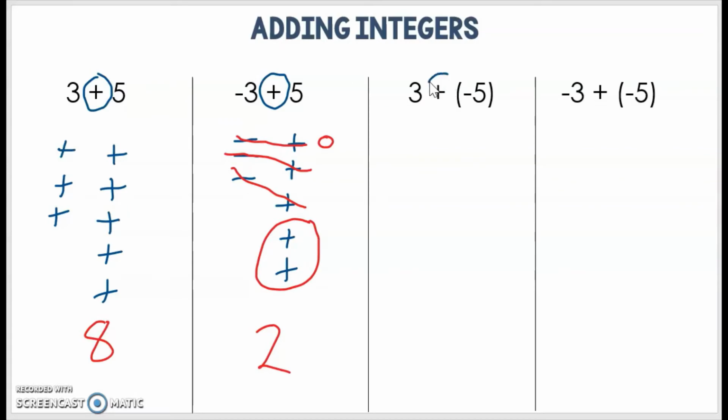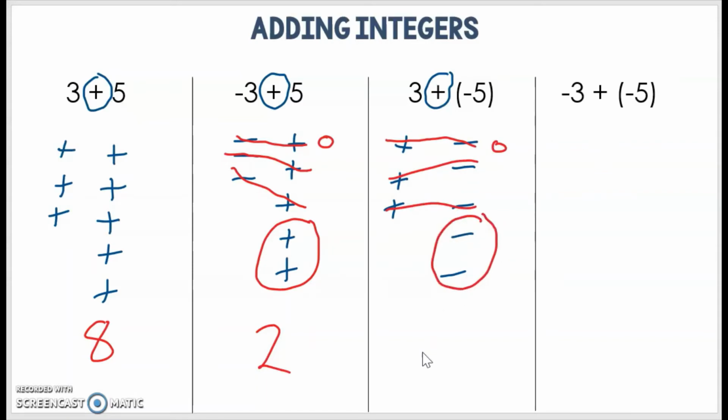Going on to the next one, 3 plus a -5. I have 3 positives, and I am joining that with 5 negatives. Again, I have some zero pairs here. When I combine them, they'll give me 0. So I have 0 there, and this is what I have left over. 3 plus a -5 is -2.